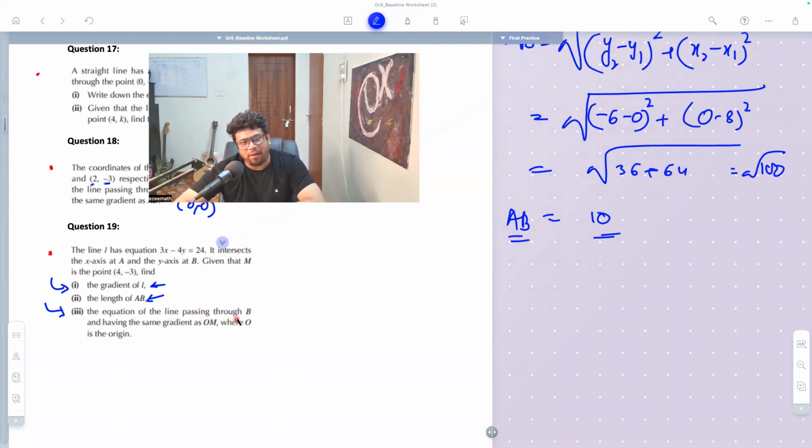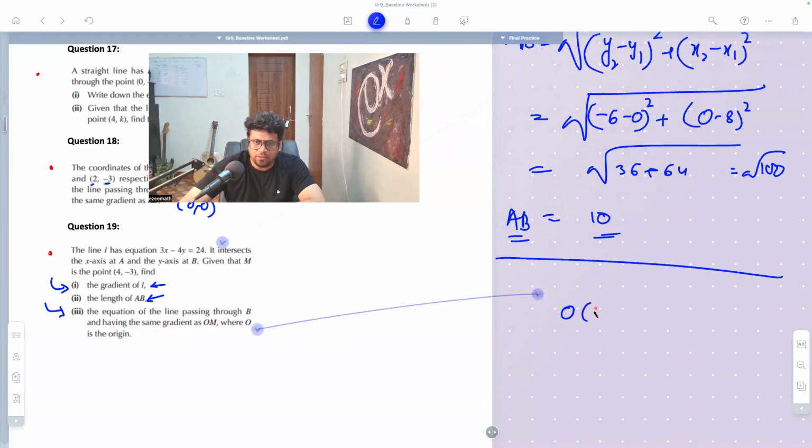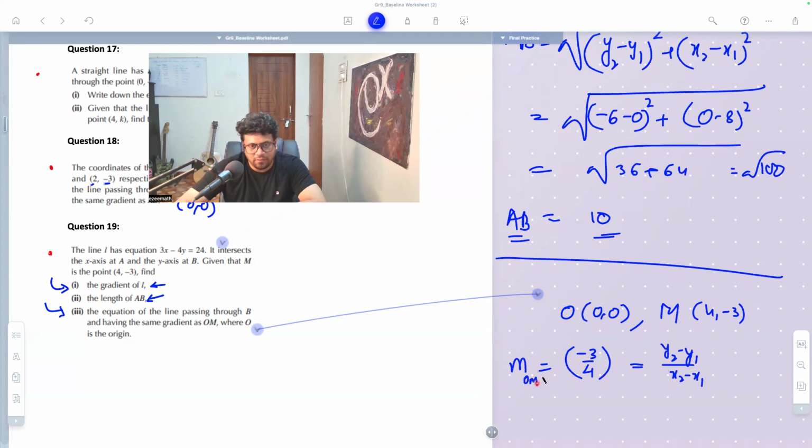Okay, now third part. The equation of the line passing through B having the same gradient as OM. Well, first, let's find out the gradient of OM. O is supposed to have coordinates of (0, 0). M is supposed to be (4, -3). The gradient would be -3 by 4, again using the formula y2 minus y1 upon x2 minus x1. Well, there it is. That's your m value for the gradient of OM.